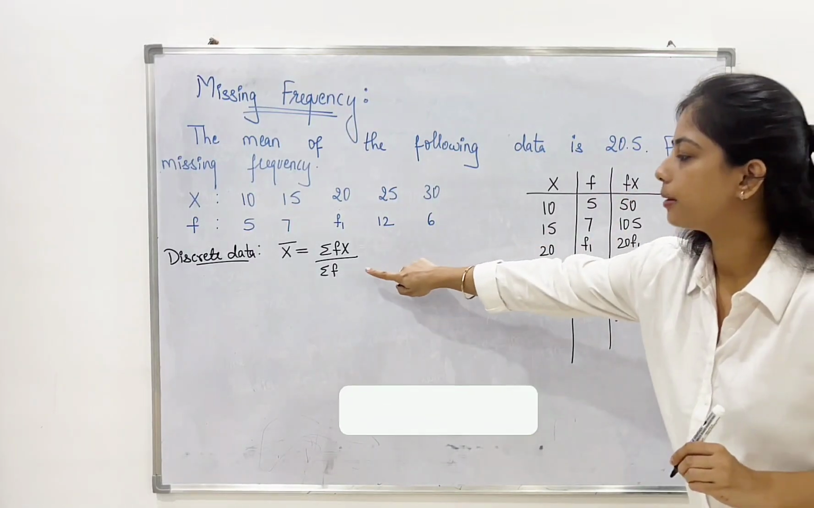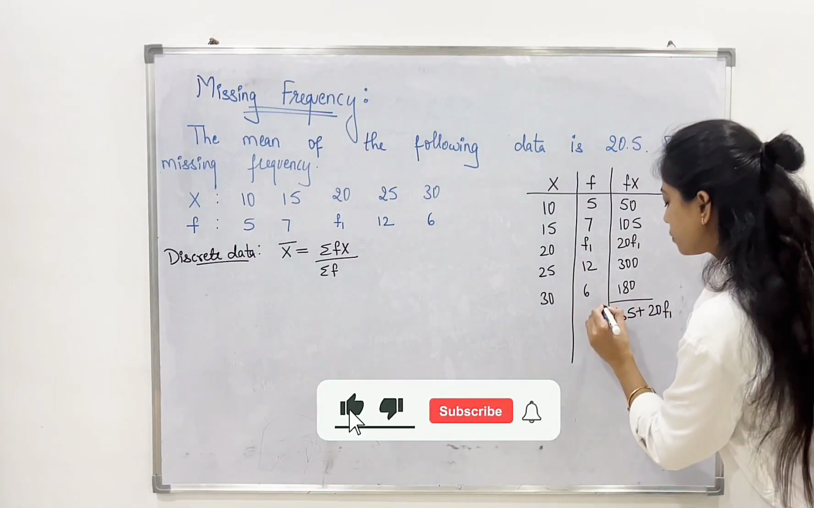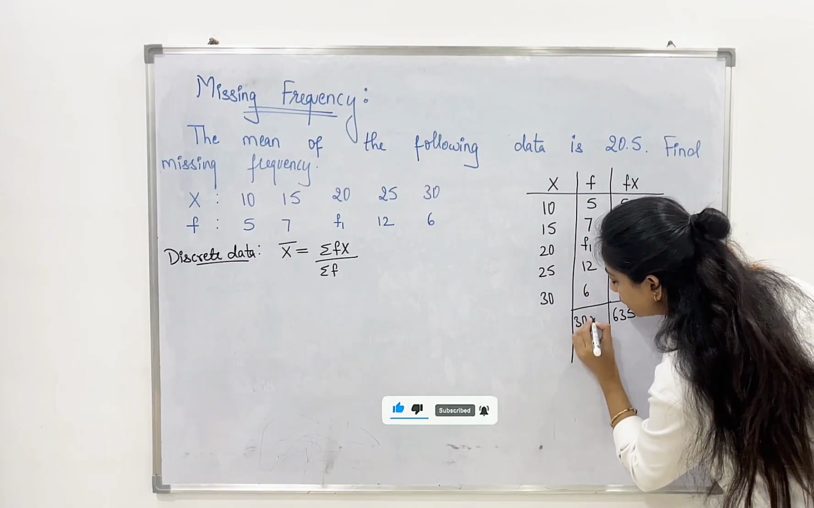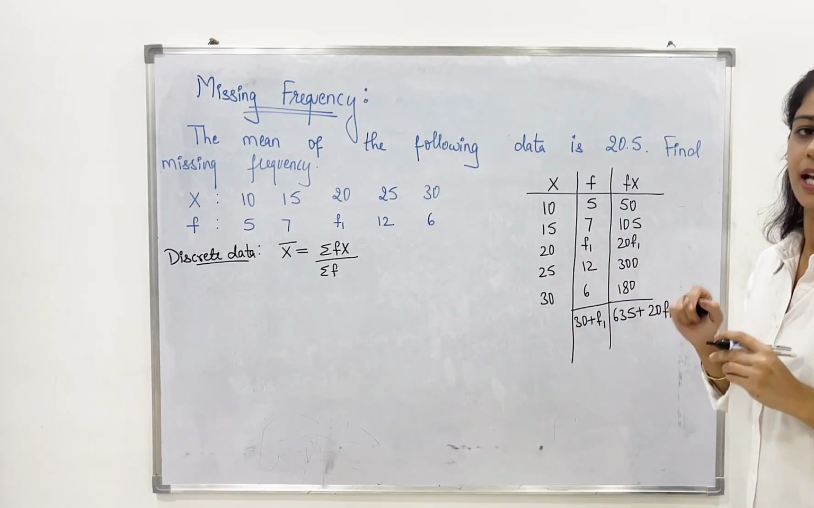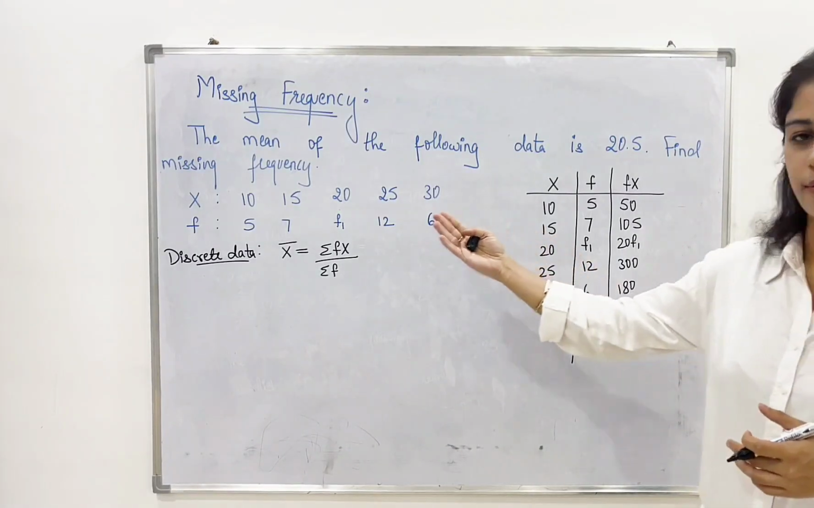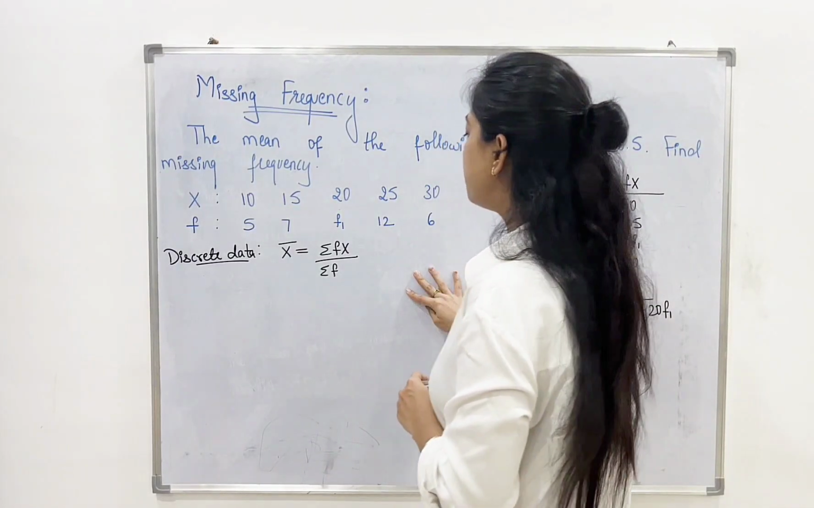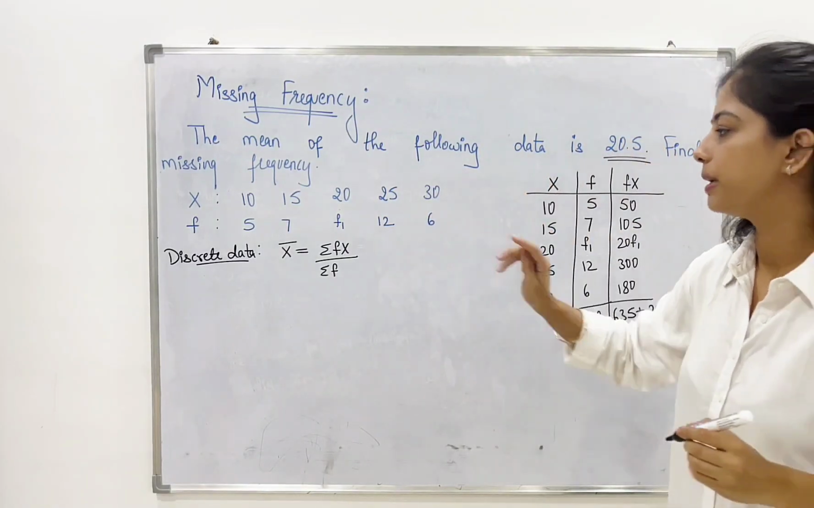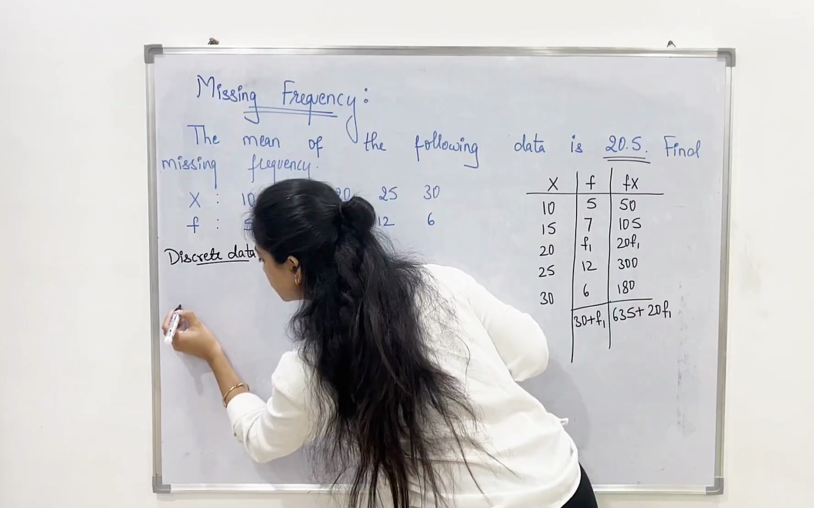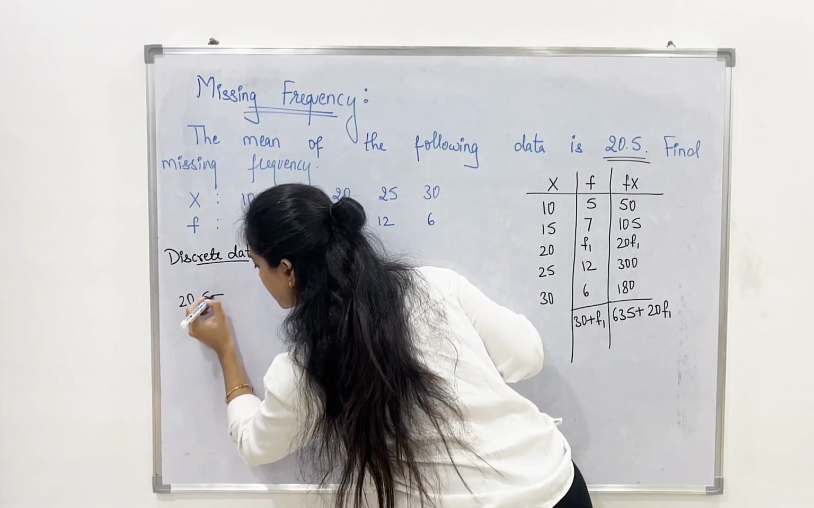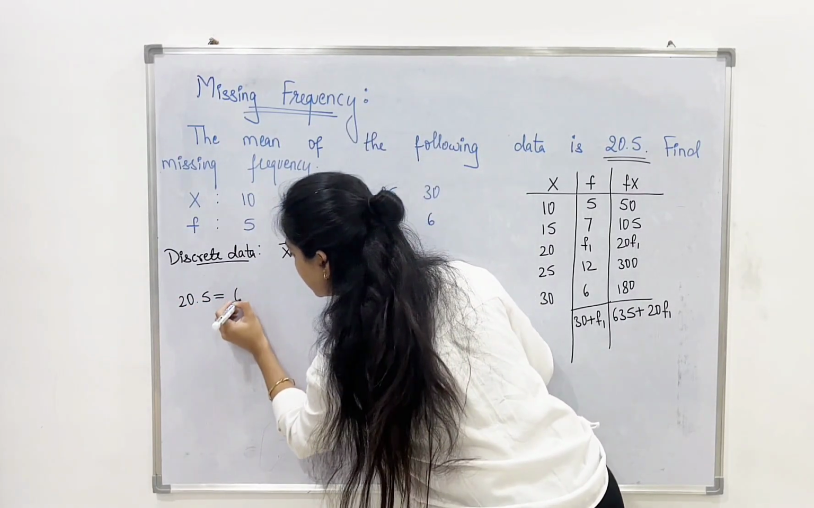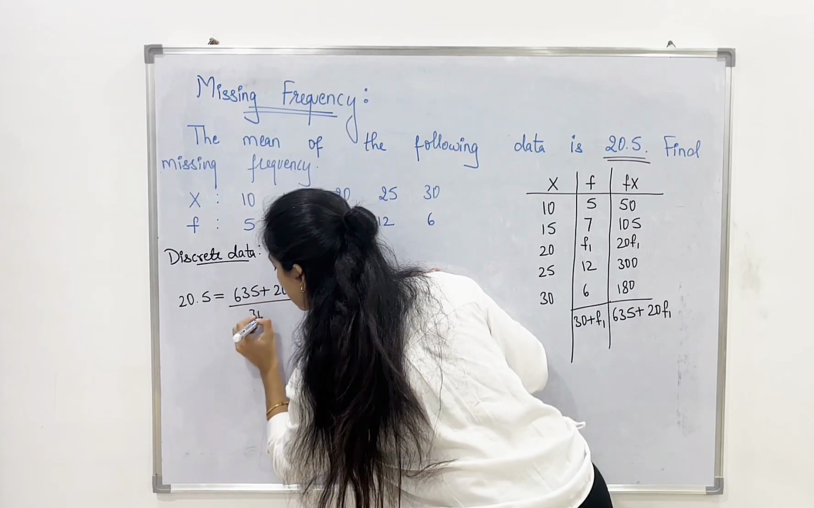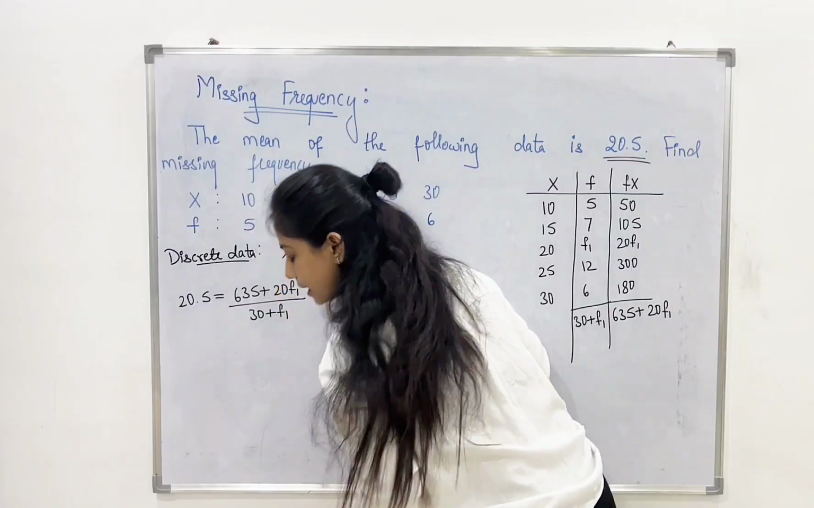Next, we need to take the sum of frequency, which is nothing but adding up the numbers, which is 30, plus the variable, which is F1. Now, by using these values, we will substitute in the formula. The mean given to us is 20.5. So we substitute the mean: 20.5 is equal to 635 plus 20 F1 divided by 30 plus F1.